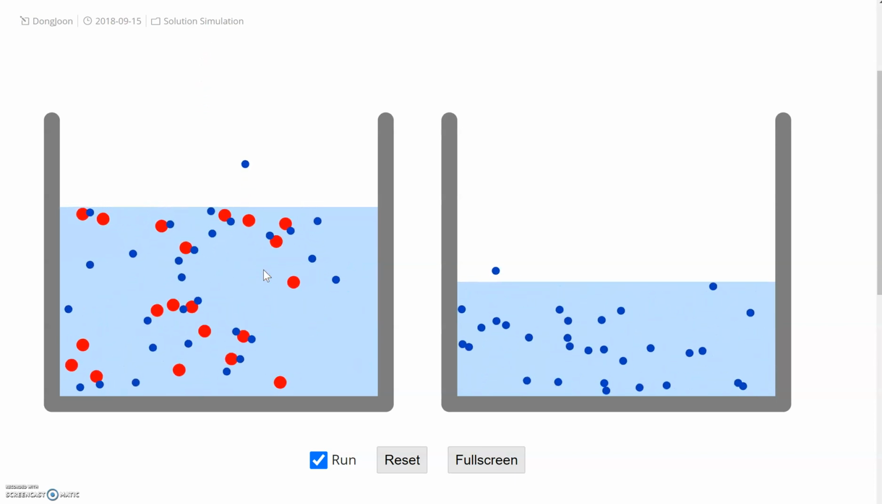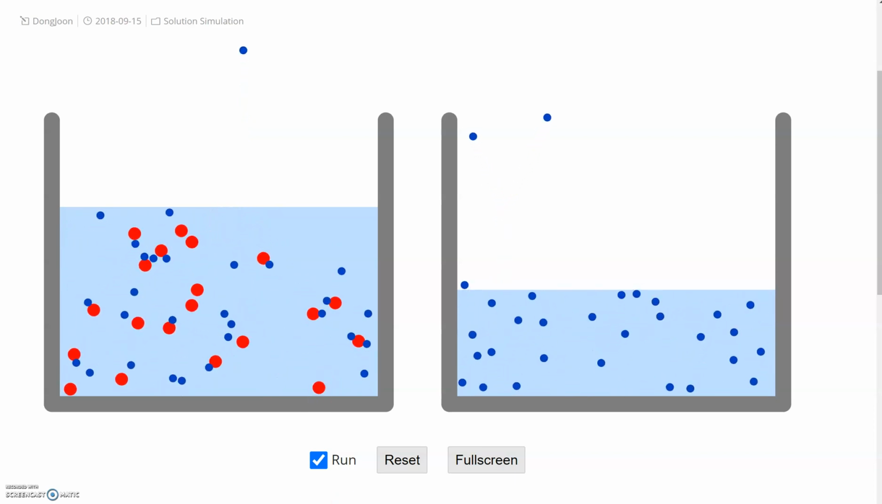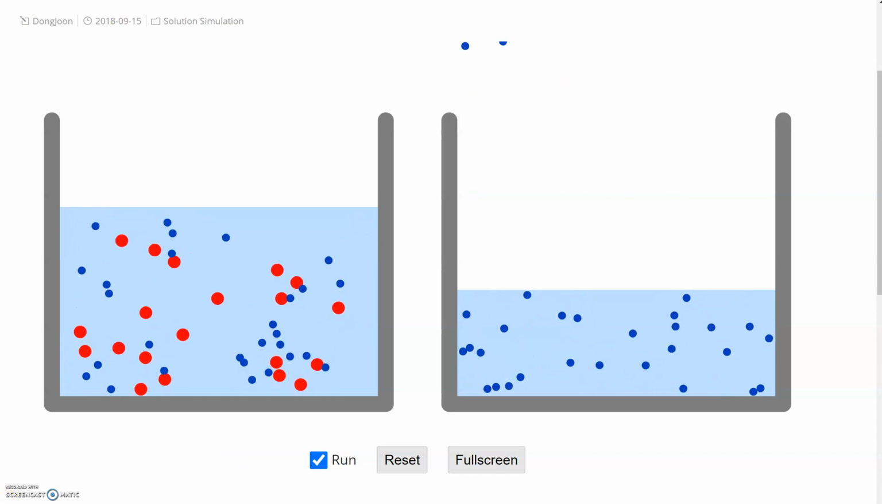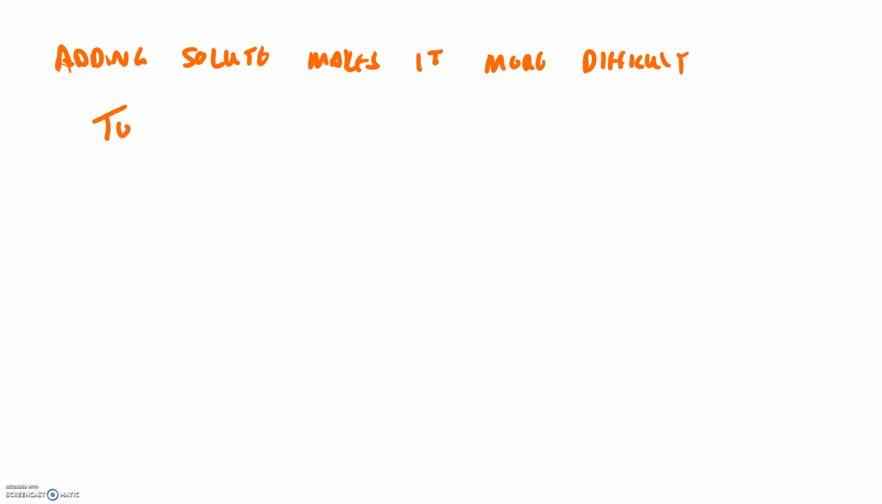What does this do to properties like freezing point or boiling point? Let's take a look. Because adding solute makes it more difficult to boil, it means that we must add more heat.